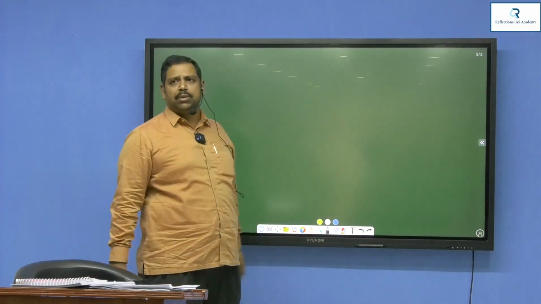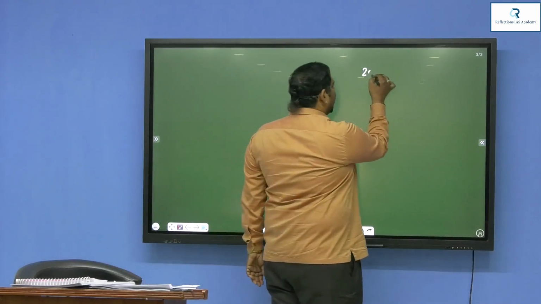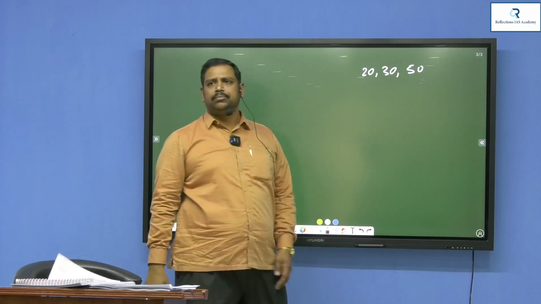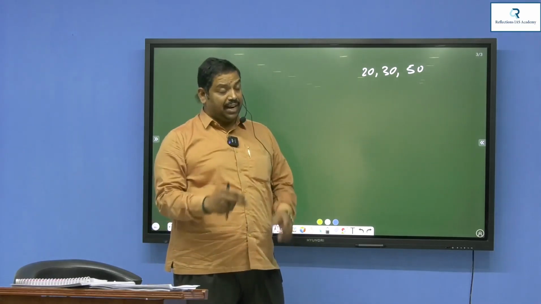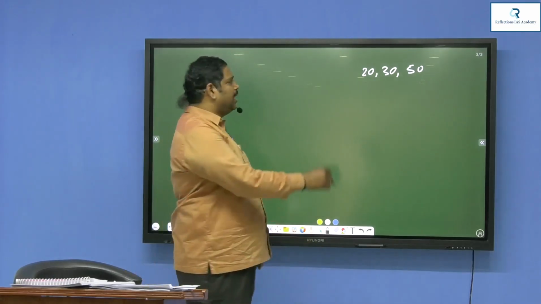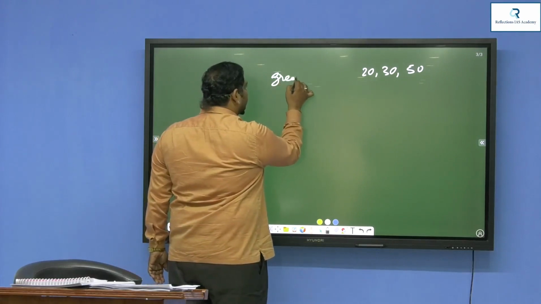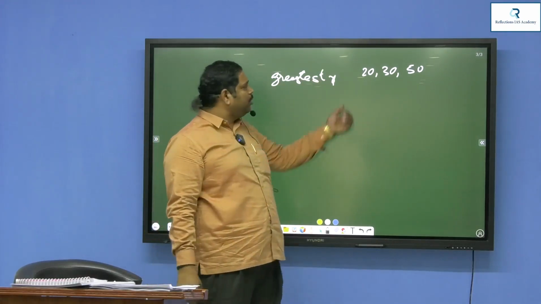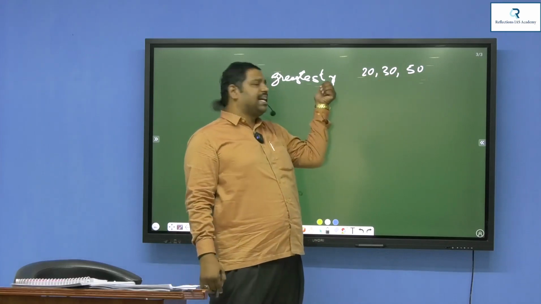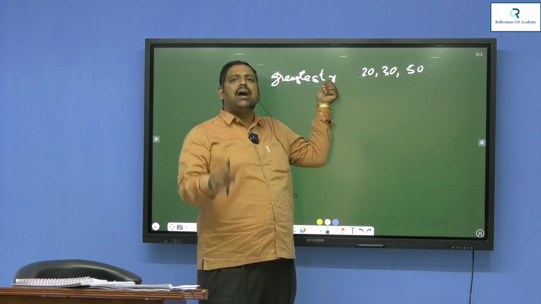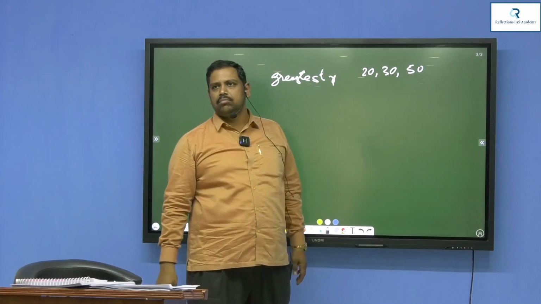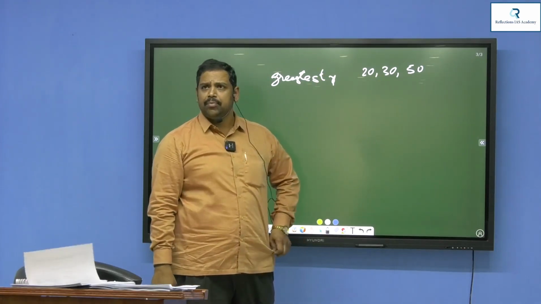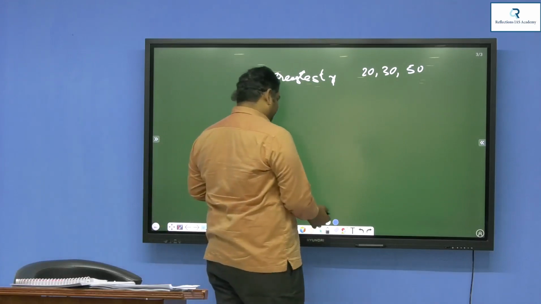Suppose I am giving some numbers: 20, 30, and 50. Three numbers. Find the greatest number x such that when you divide 20, 30 and 50 by x, the remainder is the same in every case. The remainder is the same in every case. Do you understand the question? So, I am giving you one example.